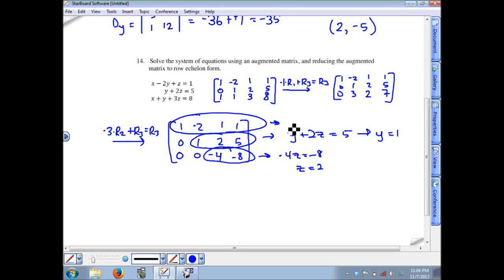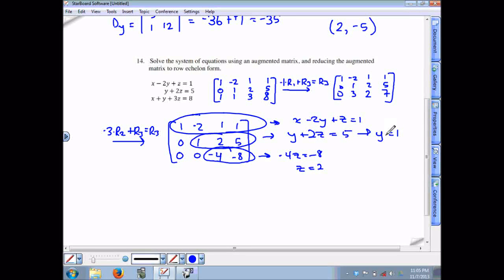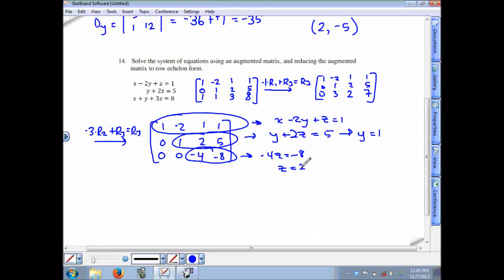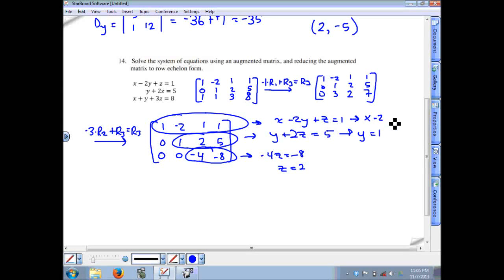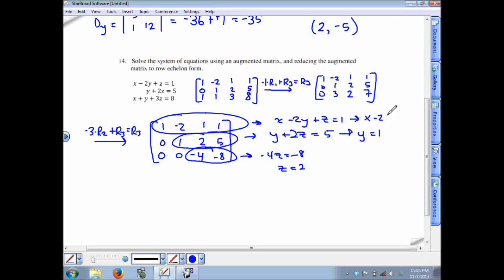Now, this top row is the equation x minus 2y plus z is equal to 1. If z is equal to 2 and y is equal to 1, that's x minus 2 plus 2 is equal to 1. Negative 2 plus 2 reduces to 0, so x equals 1. y equals 1 and z equals 2.